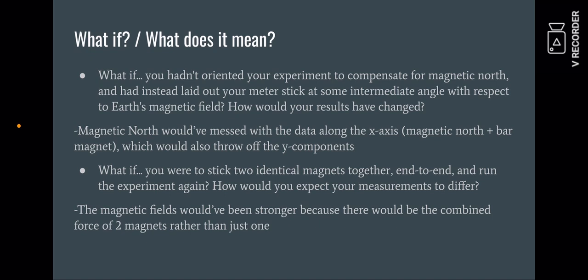And then what if we stuck the two identical magnets together end to end? How would that change our measurements? Pretty much the magnetic fields would have been stronger because there would have been the combined force of two magnets rather than one, which means it would have been double the value.